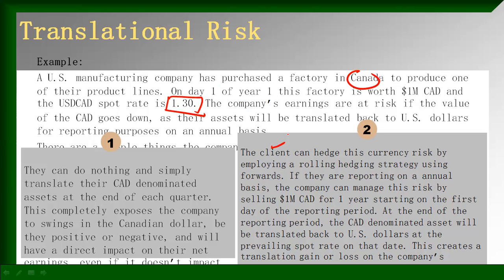Secondly, the company can hedge this currency risk by employing a rolling hedging strategy using forwards. If they are reporting on an annual basis, the company can manage the risk by selling 1 million Canadian dollars for 1 year starting on the first day of the reporting period. At the end of the reporting period, the Canadian dollar denominated asset will be translated back to US dollars at the prevailing spot rate on that day. This creates a translation gain or loss on the company's assets or liabilities.